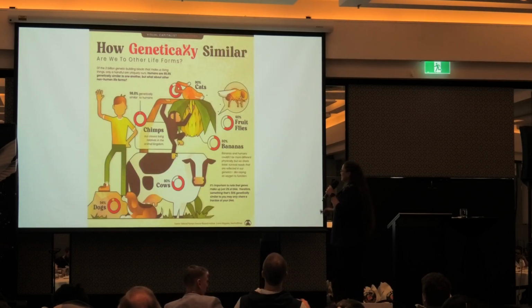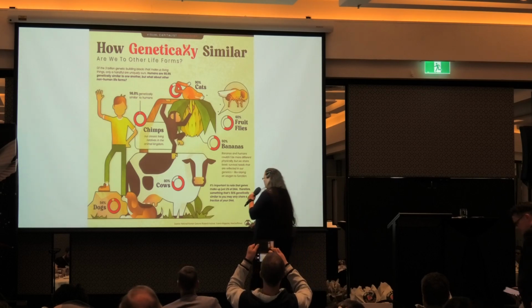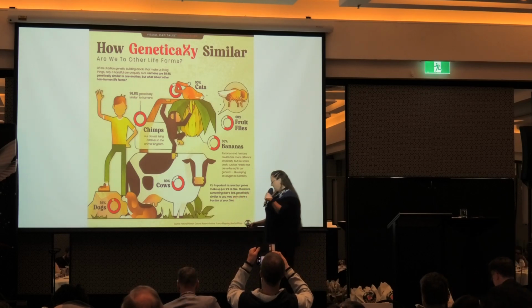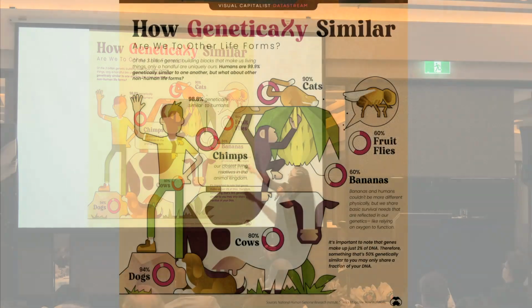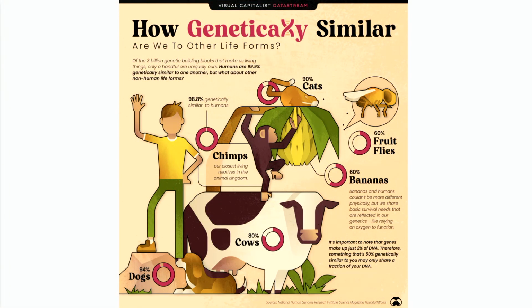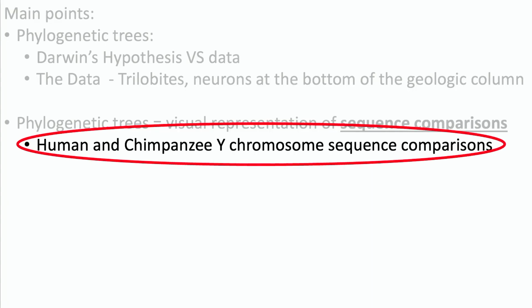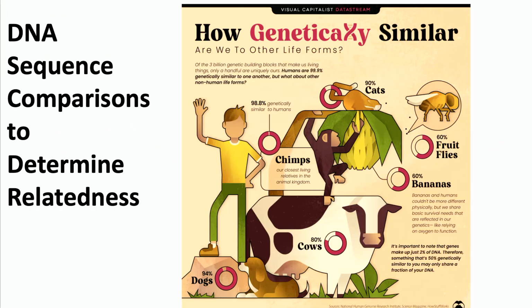So here's just a little diagram I got from the National Human Genome Research Institute and Science Magazine about comparing 98.8% genetic similarity to chimpanzees, which Dr. Geem has addressed in his workshop. Very excellent addressing of that, which turns out not entirely to be true, and that's what I want to talk just a little bit about right now. The human and chimpanzee Y chromosome sequence comparisons.